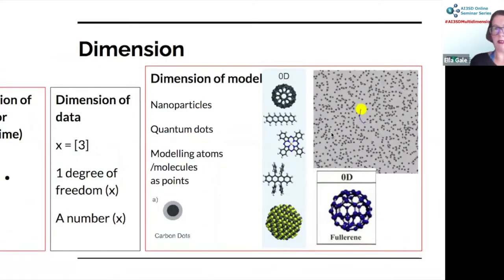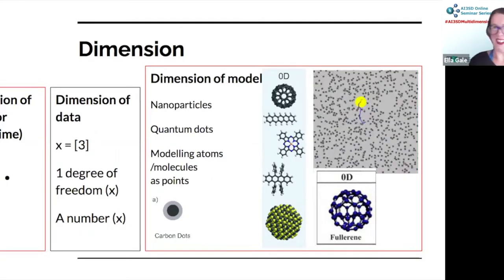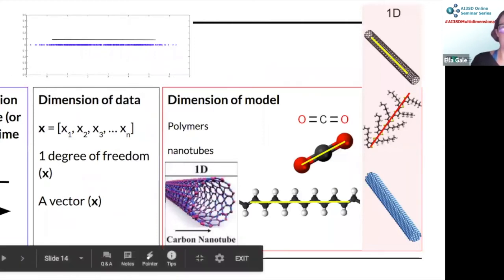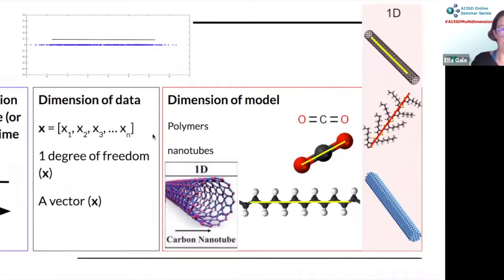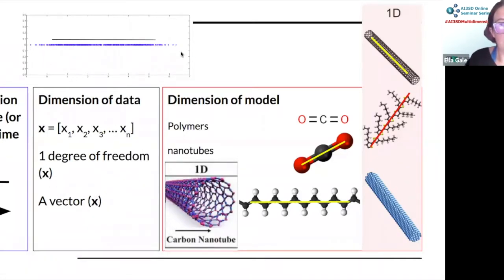So that's what I mean by modeling the dimension. Okay, 1 dimension, this is much easier. The dimension of space is a line or an arrow. If you have one-dimensional data, you would have a list of numbers. You have 1 degree of freedom, which is x. This is a vector. And you see up here, it's been plotted.